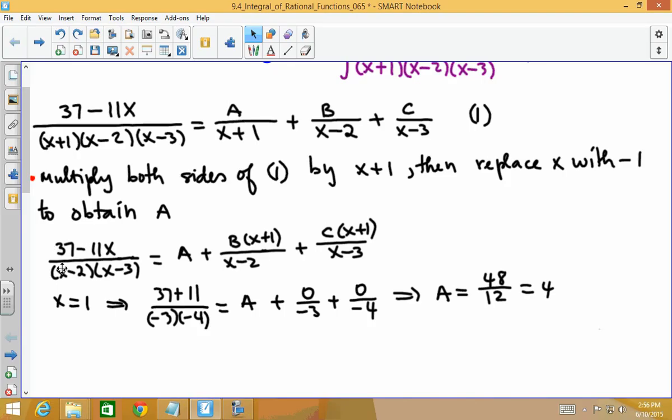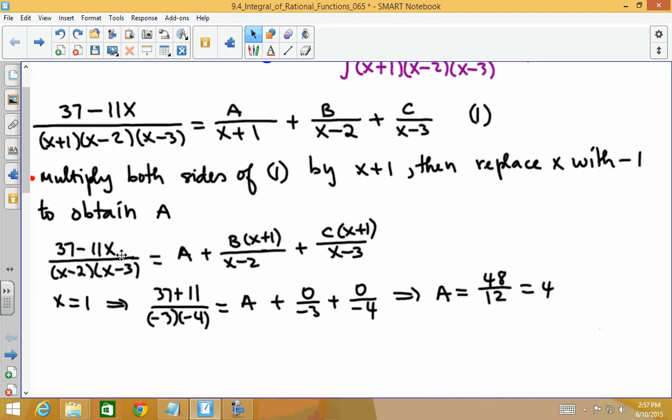If you do so, on the left hand side the factor x plus 1 will be dropped from the denominator, and then the x plus 1 in the denominator of a will cancel out. And you have b times (x plus 1) over x minus 2 plus c times (x plus 1) over x minus 3. Now, if you replace x with negative 1, we see that if x is negative 1, x plus 1 is 0. Then this term will be 0, that term will be 0, and you get only a here. And then replace x here with negative 1.